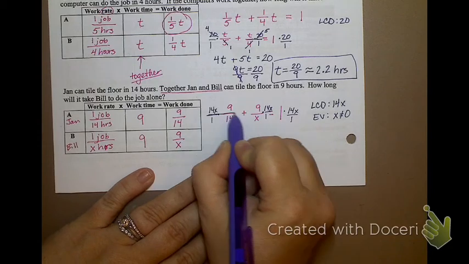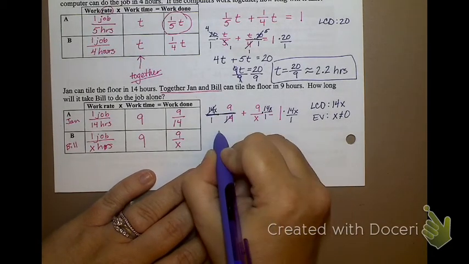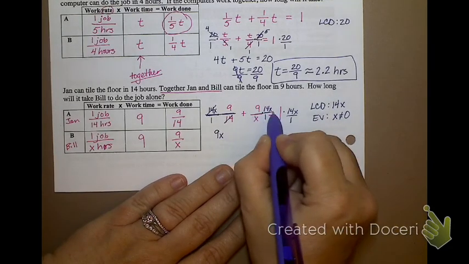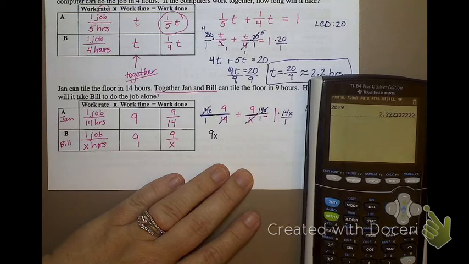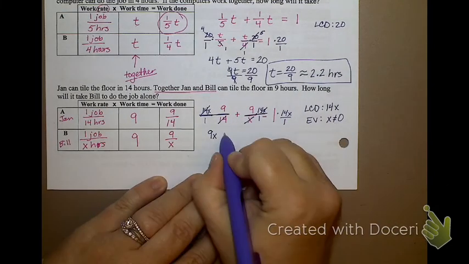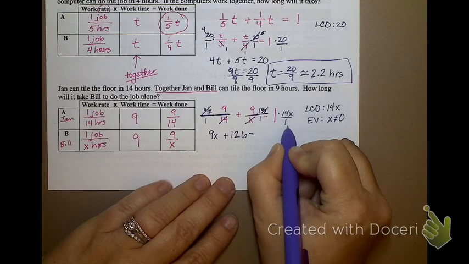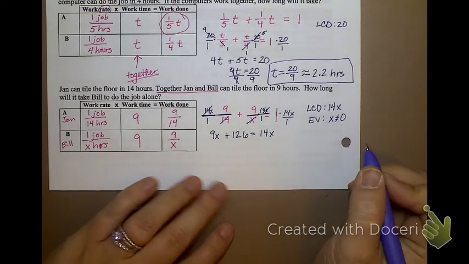So, right here, what cancels? 14. And I'm left with what? 9x. What cancels here? The x's, so I'm left with 9 times 14. 126. And 1 times 14x over 1 is 14x. You called it.